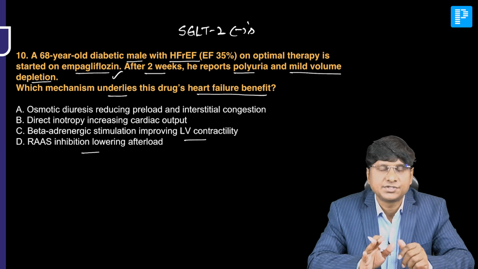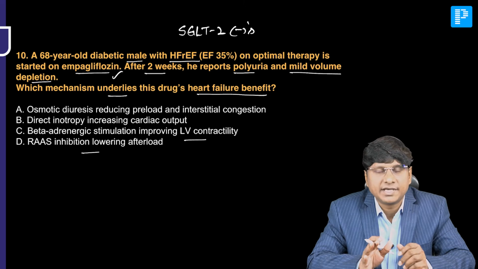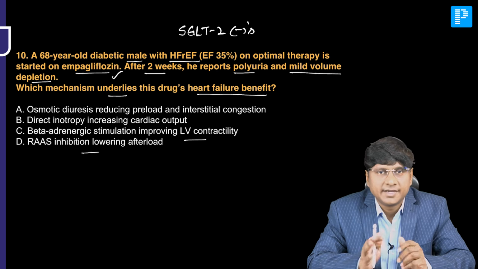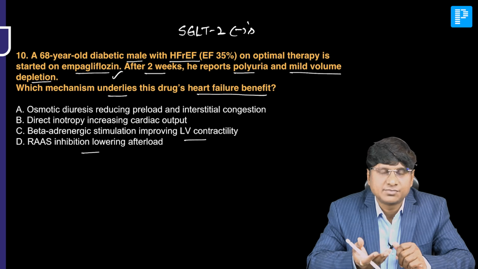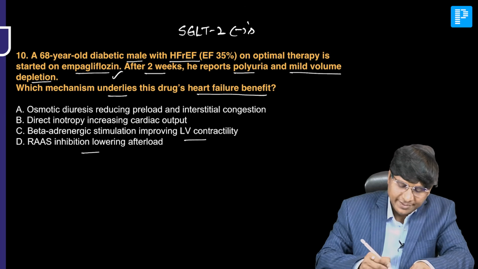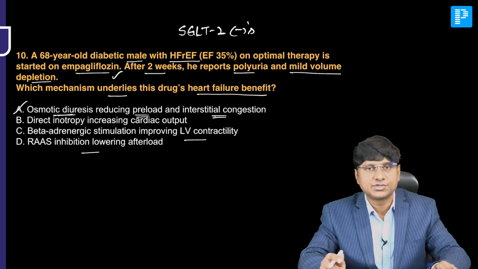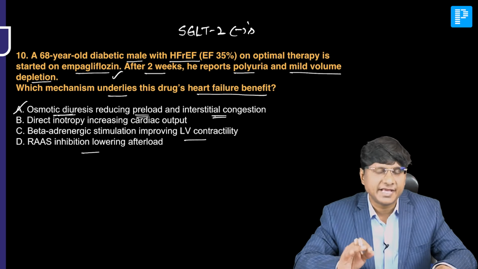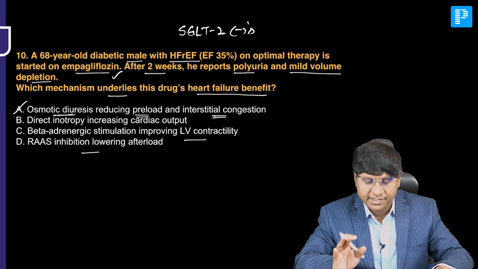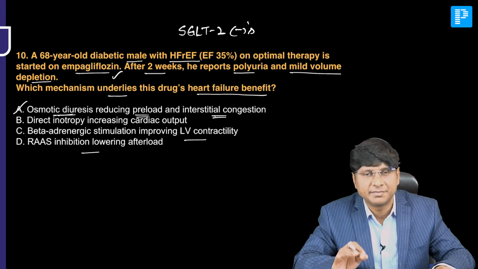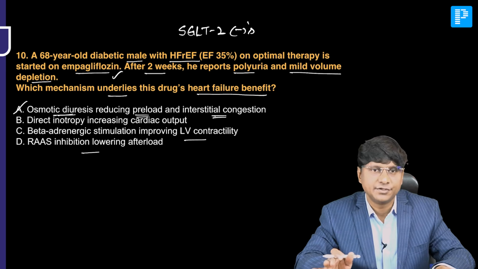So the answer in this question is the SGLT2 inhibitors, they block SGLT2 channels at the level of PCT, right? By blocking the SGLT2 channels at the level of PCT, there will be osmotic diuresis. Glucose is not absorbed once SGLT2 channels are inhibited at the level of PCT. So when the glucose is getting excreted out, along with glucose, the fluid is also out. Thereby, there will be osmotic diuresis that will reduce the preload, and it will also reduce the interstitial congestion. So that is the mechanism of the benefit of the SGLT2 inhibitors in heart failure, right?